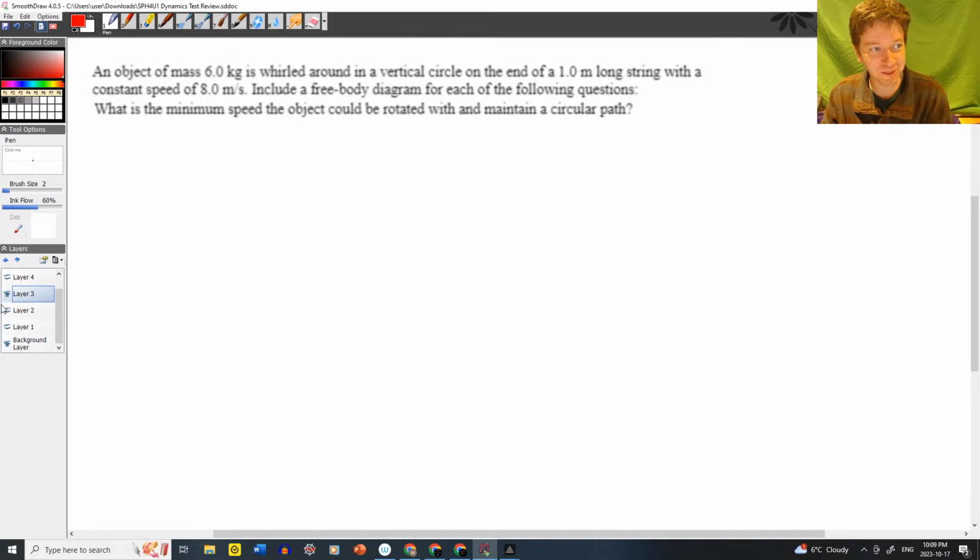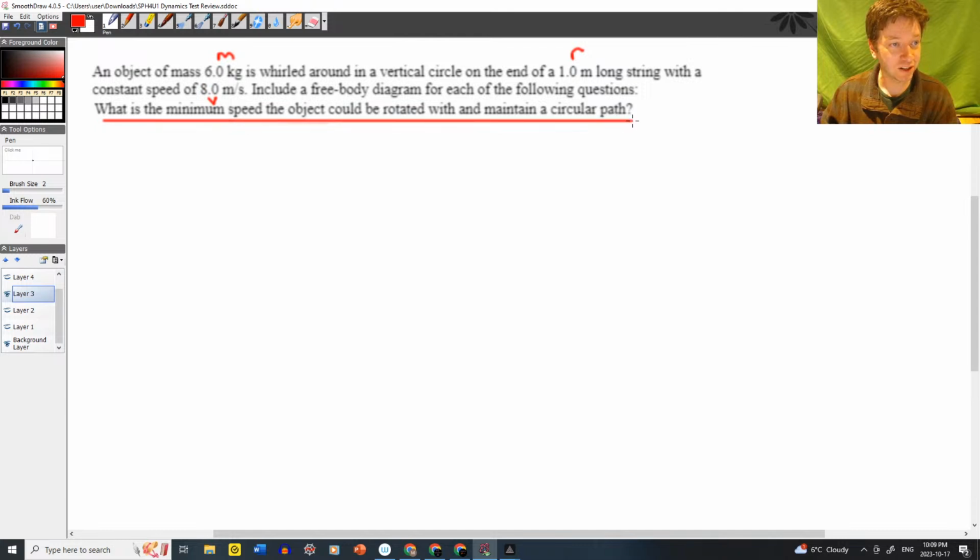We're going to start with some circular motion questions. I got 2 examples for circular motion. The first one is in a vertical plane. So here we have some object whirled around in a vertical circle on a 1 meter long string. So that's telling us what the radius is, 1 meter long. So we got mass and radius with a constant speed of 8 meters per second. Okay. What is the minimum speed of the object so that it still maintains that circular path?